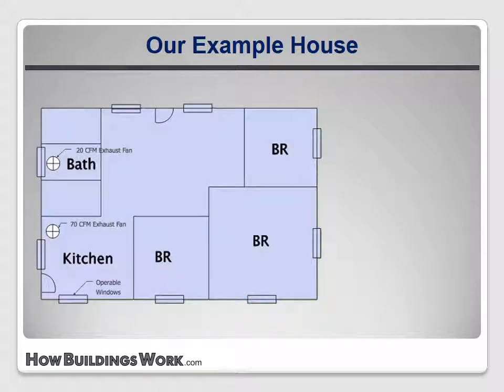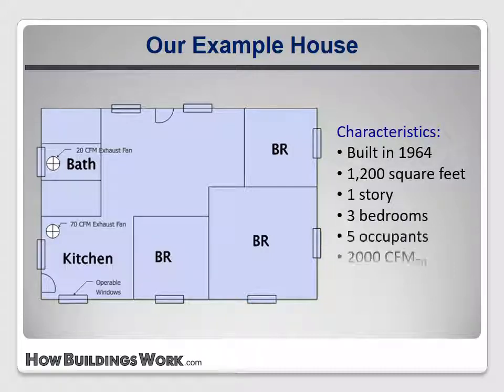To show you the differences in the results, we'll run the calculations on our sample existing home using the formulas in ASHRAE 62.2 2013, 62.2 2007, and 62.89. Remember, our house was an existing 1960s vintage, 1,200 square foot ranch in central New Jersey with 3 bedrooms, 5 occupants, and a blower door reading of 2,000 CFM at 50 pascals.